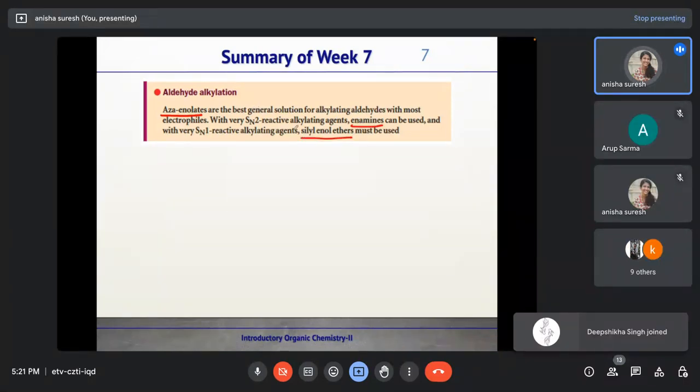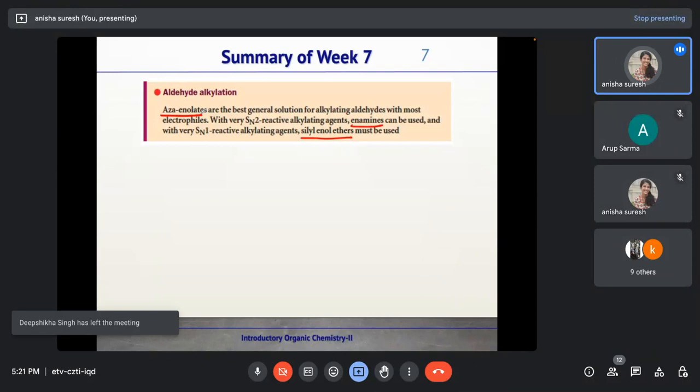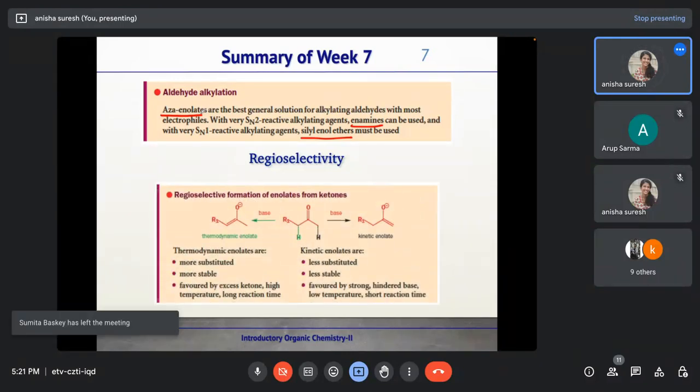So for SN2 reactive alkylating agents we can use enamines, and for SN1 reactive alkylating agents we can use silyl enol ethers, and acyl enolates in general we can use for alkylating aldehydes. Now coming towards the regioselectivity of the reaction.